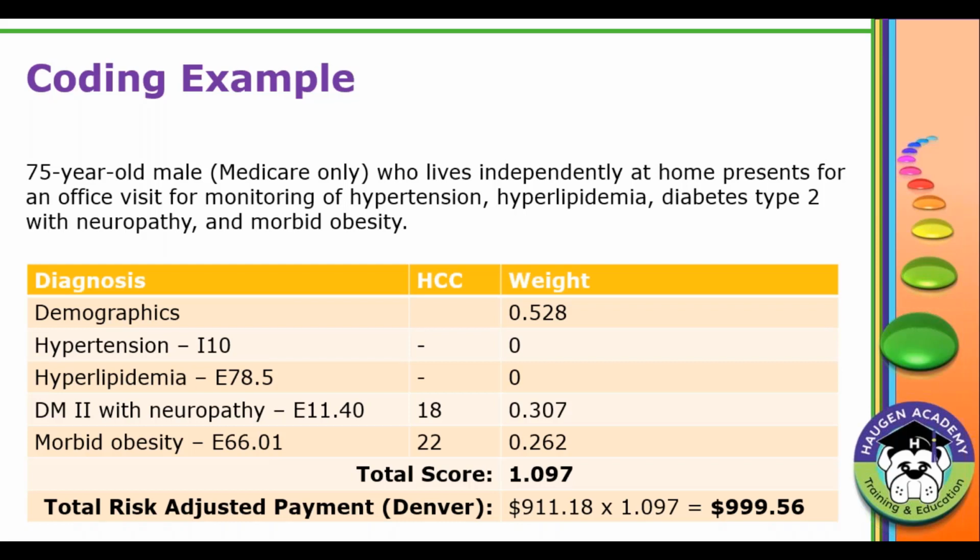But then once we get to the diabetes with the neuropathy, that's going to be 0.307, and then the morbid obesity, 0.262. So those scores get added up and then multiplied by the base rate, and the base rate we used was for Denver. So the per monthly payment for that year is $999.56. So it's a pretty simple calculation once you get the scoring down.